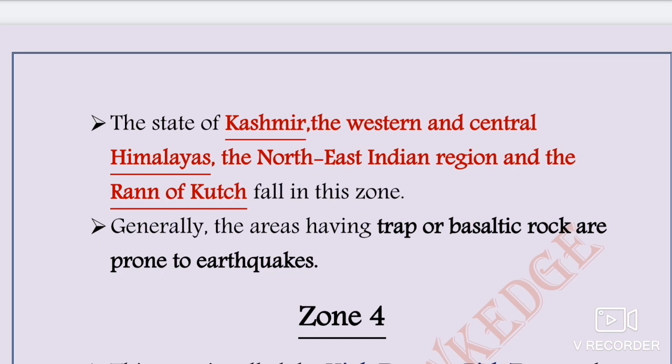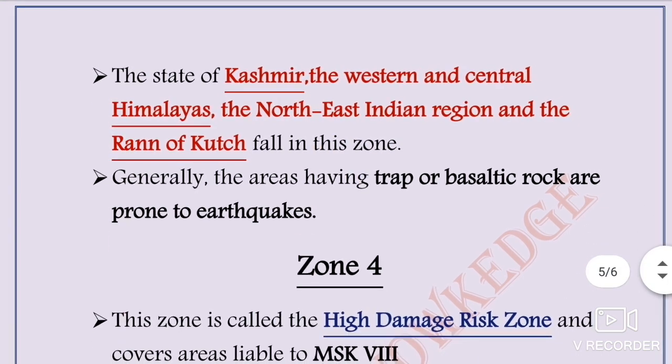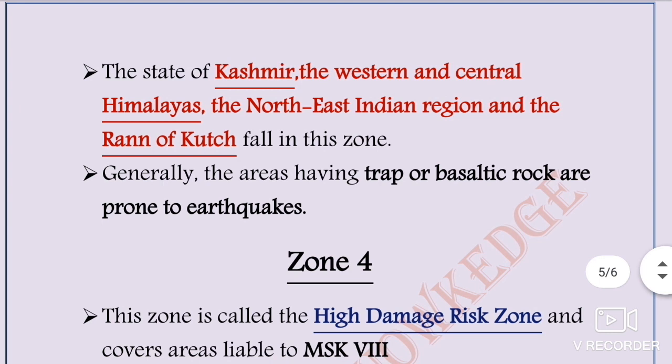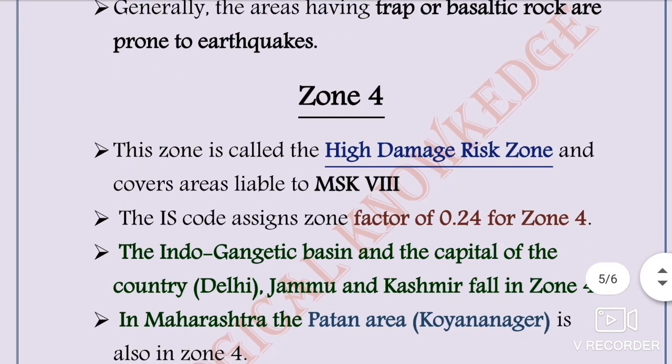to damaging earthquakes. And if we talk about zone 4, zone 4 is also known as the high damage risk zone and covers areas liable to MSK 8, and the Indian Standard Code has assigned a factor of 0.24. The factor of 0.36 was for zone 5, and the factor of 0.24 is for zone 4.